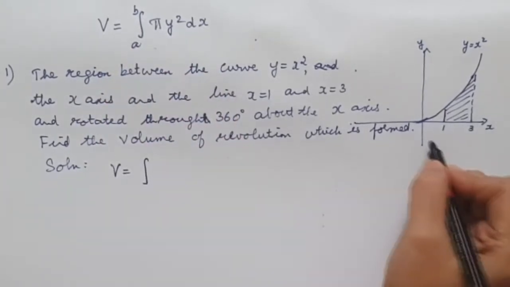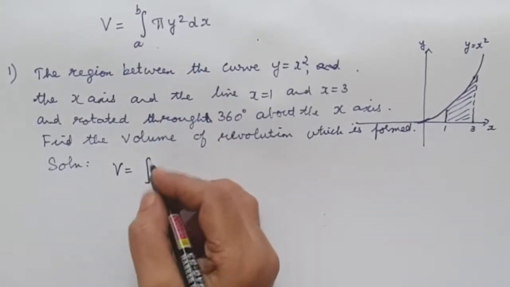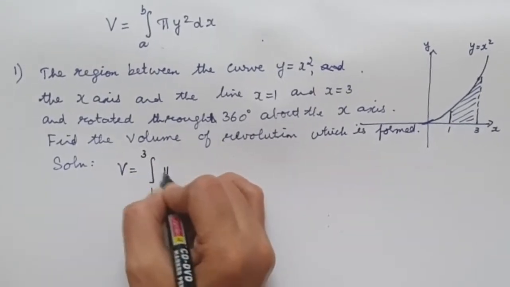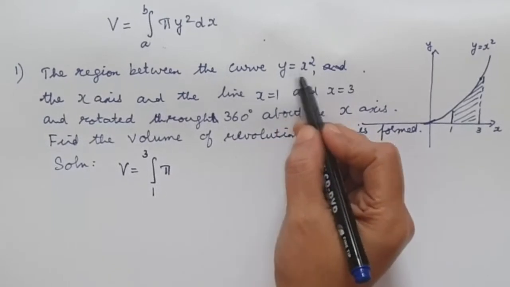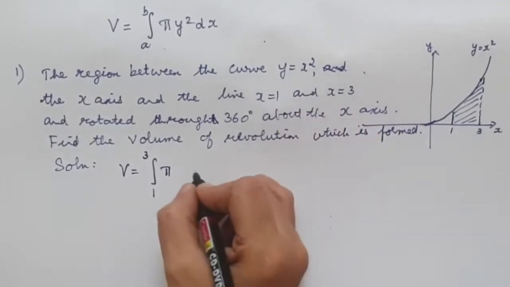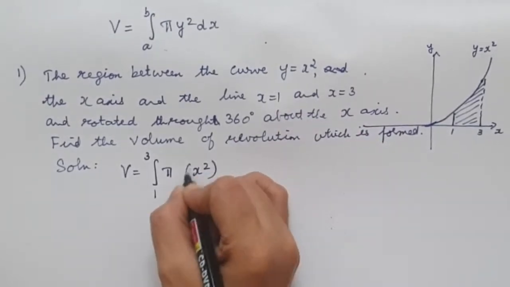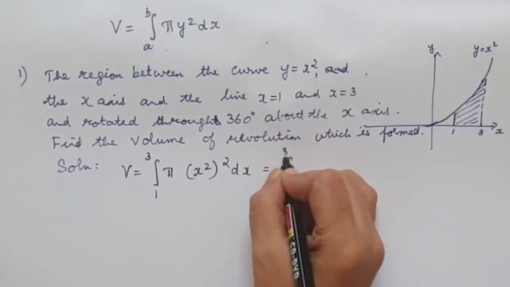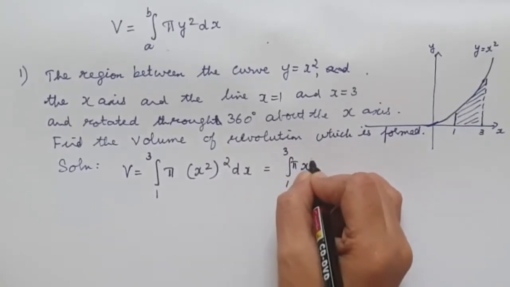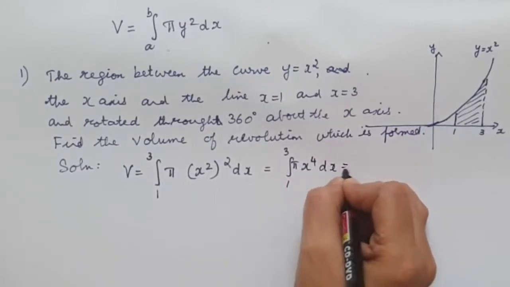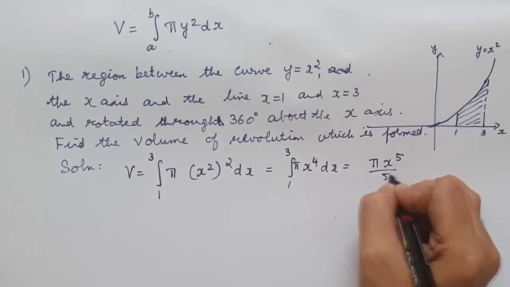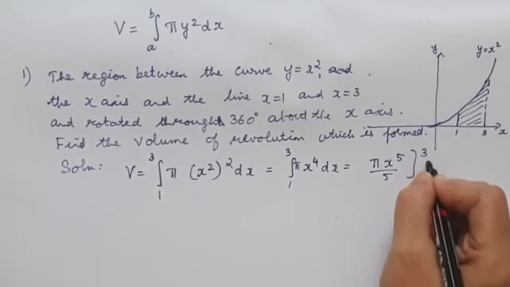Volume will be equal to, the limits are from 1 to 3. So we'll just substitute our limits from 1 to 3. Pi into our y is x squared. So y squared will be equal to x squared the whole square into dx. So it will be equal to integral 1 to 3 pi into x power 4 dx. So when we integrate it, it is pi into x power 5 over 5. The limits are from 1 to 3.